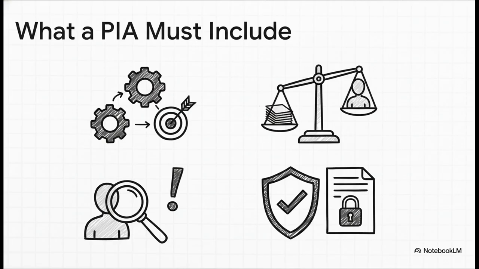Second, an assessment of necessity and proportionality. Is collecting this data really necessary, and is it proportional to the goal you want to achieve? Third, an assessment of the risks to data subjects. You need to evaluate what dangers the people whose data you hold might face. And finally, the measures envisaged to address the risks. So what are the safeguards and security measures you're going to put in place to protect that data? Seriously, these 4 points are a huge exam topic, so make sure you know them backwards and forwards.